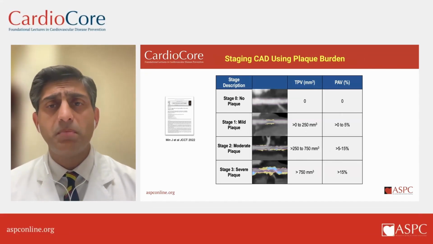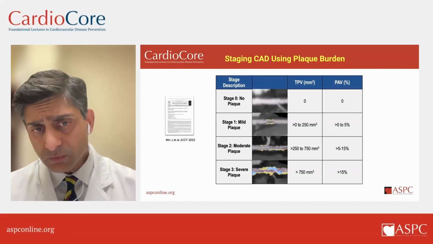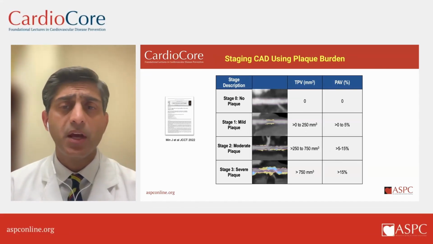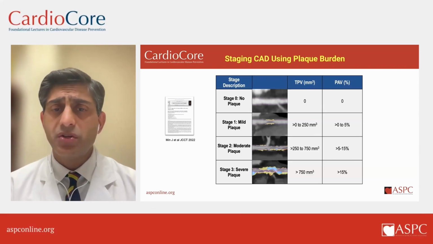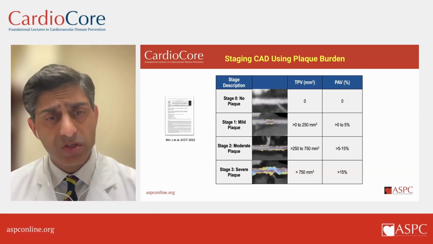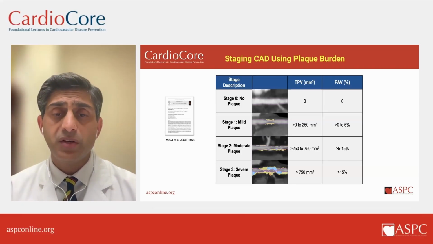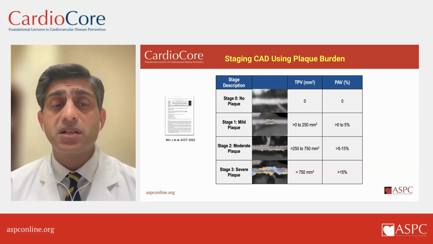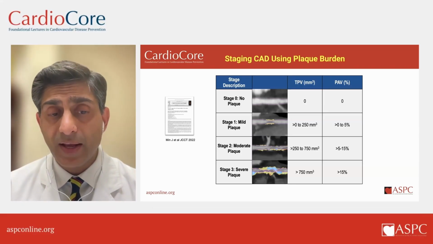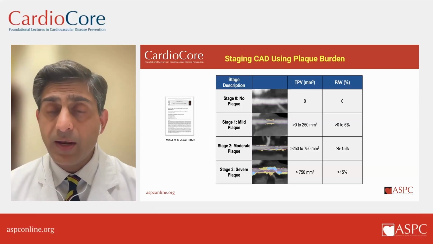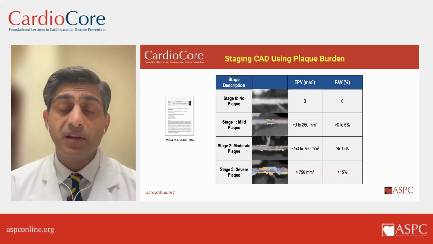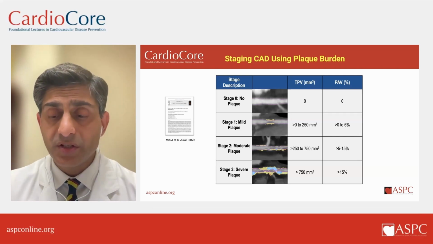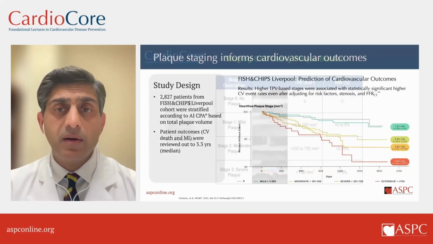So when you talk about plaque burden, I think it's important to appreciate the nomenclature for plaque burden. Stage 1 is 0 to 250 millimeters cubed. Stage 2, moderate plaque, is 250 to 750 millimeters cubed. And severe stage 3 is severe plaque volume. Now, we talk about plaque atheroma volumes. Severe would be greater than 15%, and you can see the different percentages respectively there.